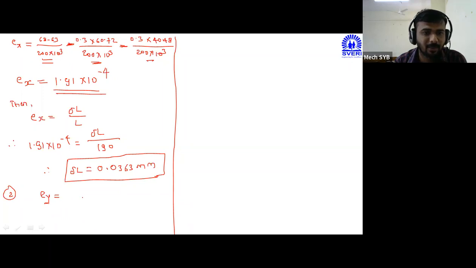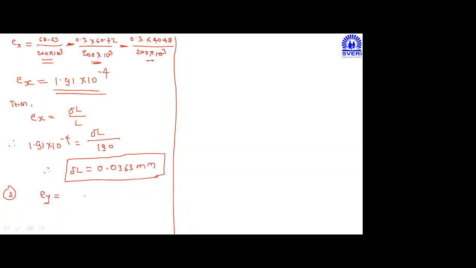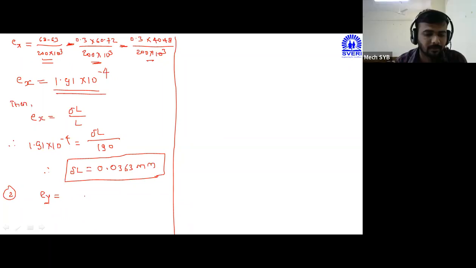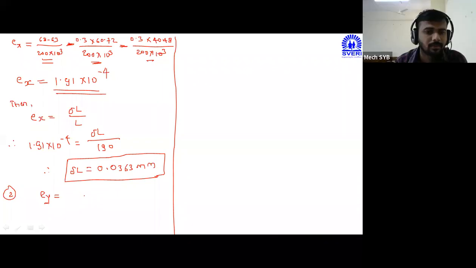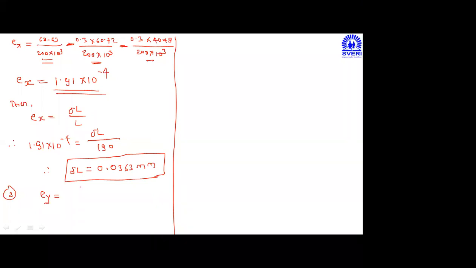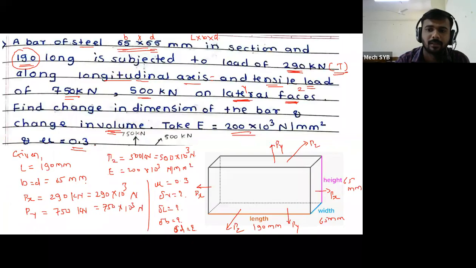Length is present in the x direction. We have calculated it by using epsilon x. Now by using epsilon y, the dimension. Here we have not calculated the area. In the direction of y, which parameter is present from length, width and depth? Width. Width, sir. Width. You can check from the figure.